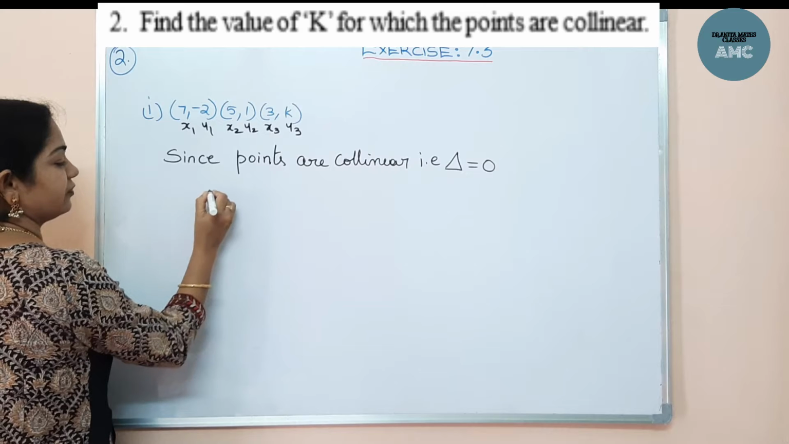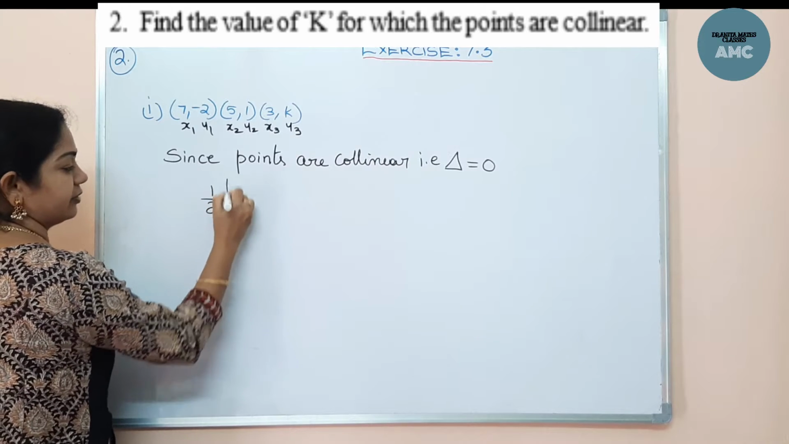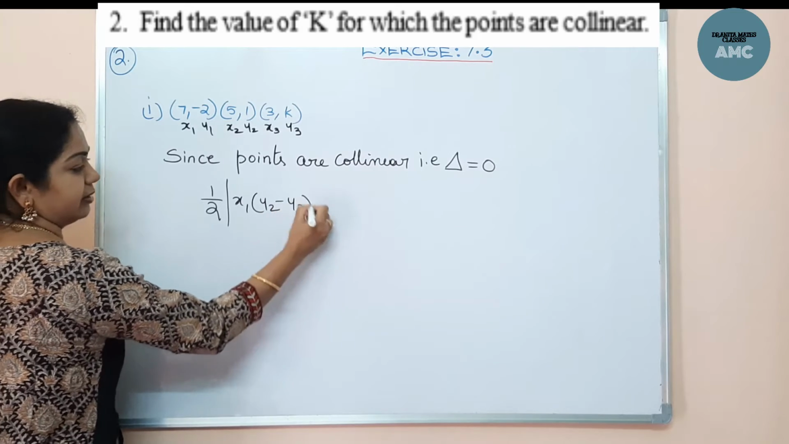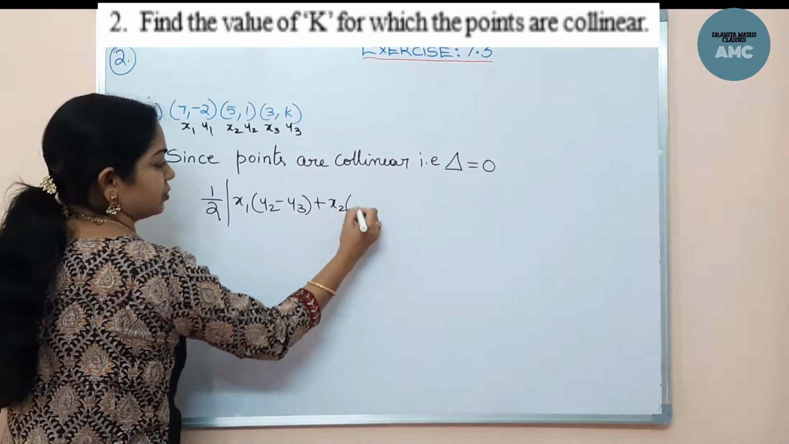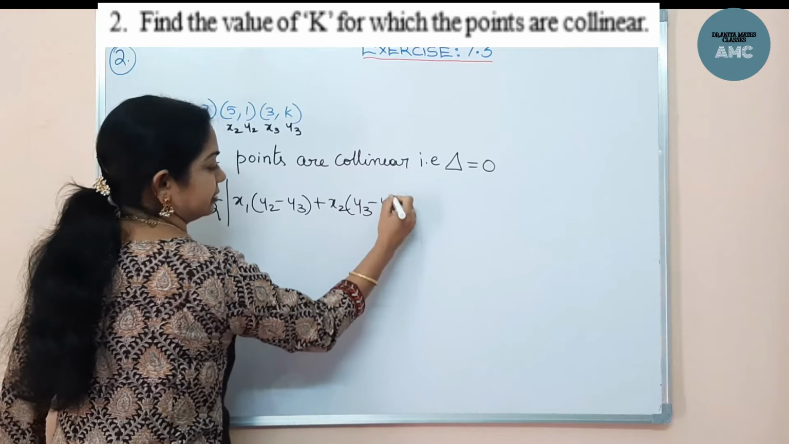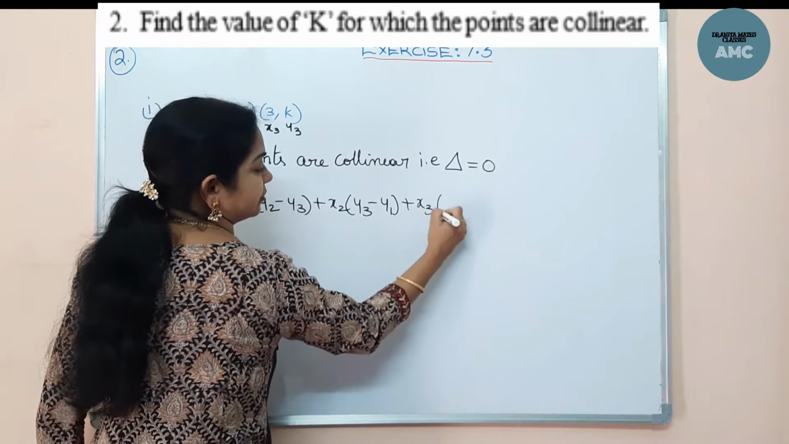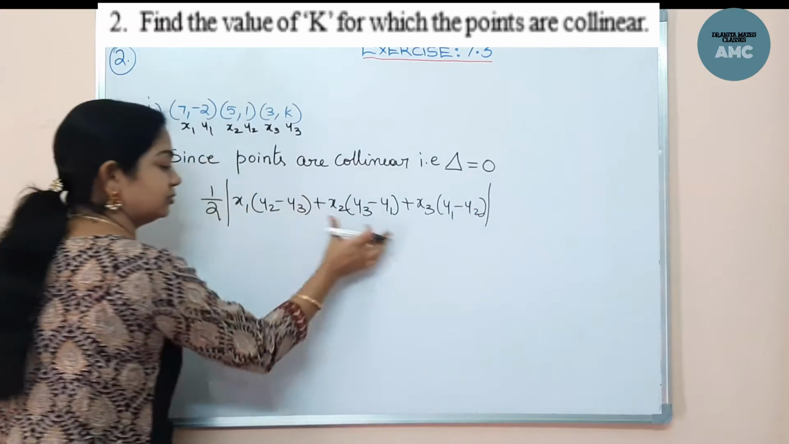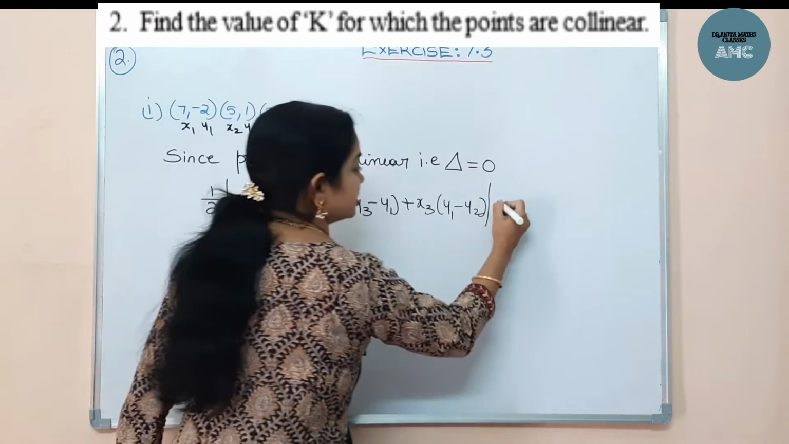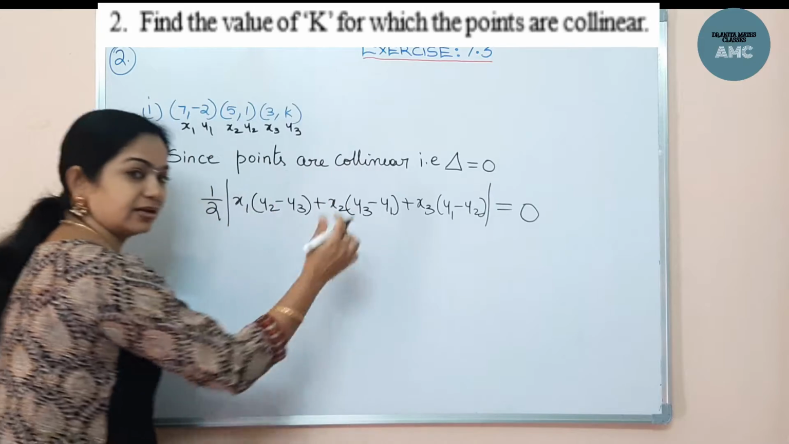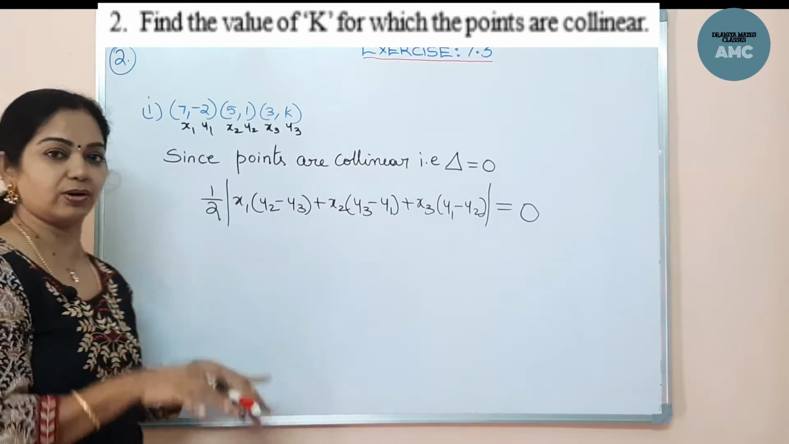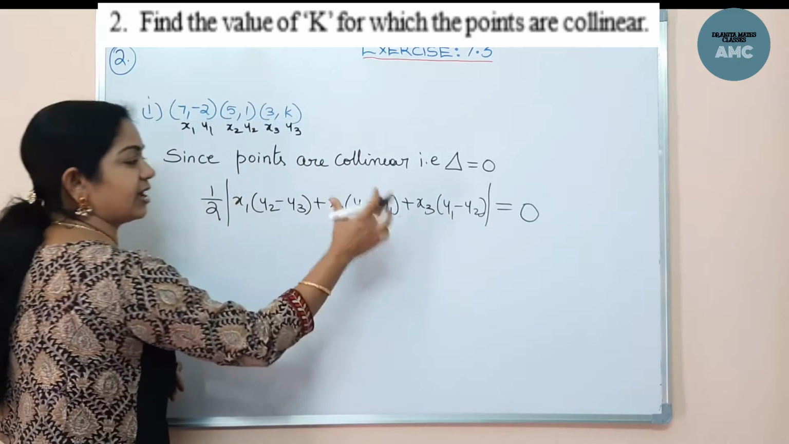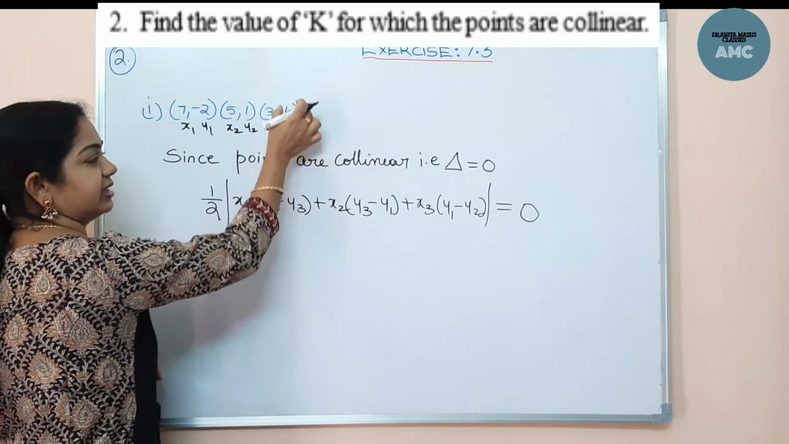So what is the area of a triangle? The formula is half mod of x1(y2 minus y3) plus x2(y3 minus y1) plus x3(y1 minus y2). If this area is 0, that means the points are collinear. Given they are already collinear, this is surely 0. From this we have to find the unknown term y3, that is k.